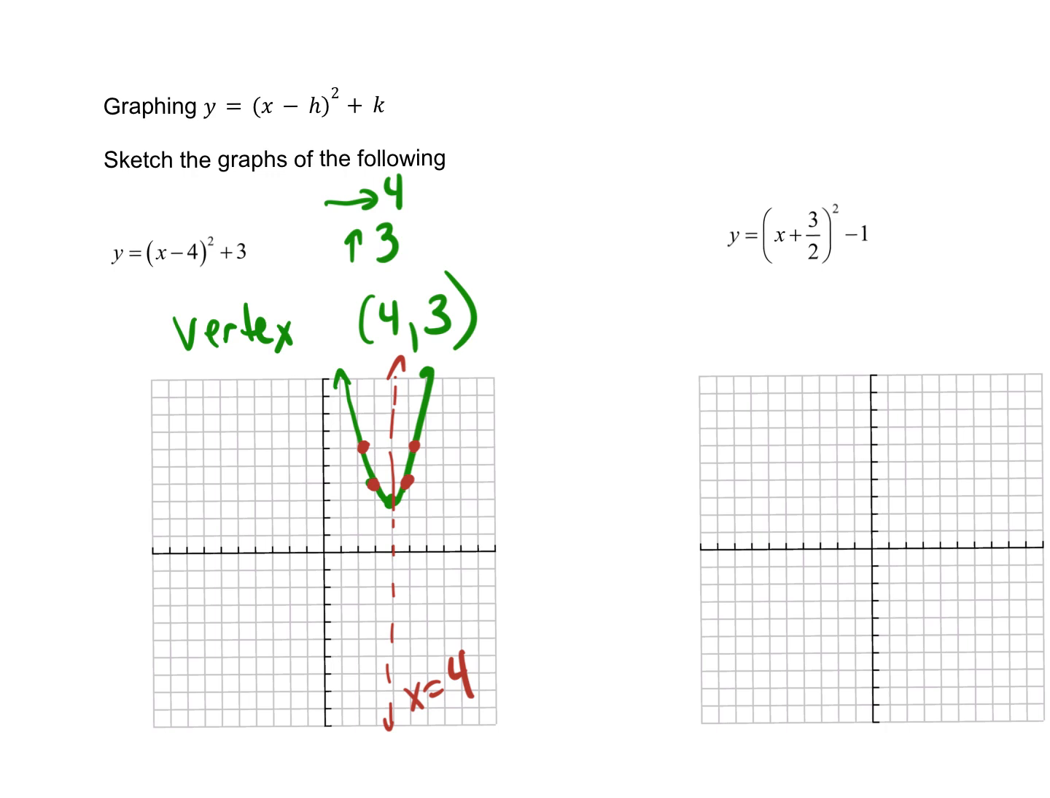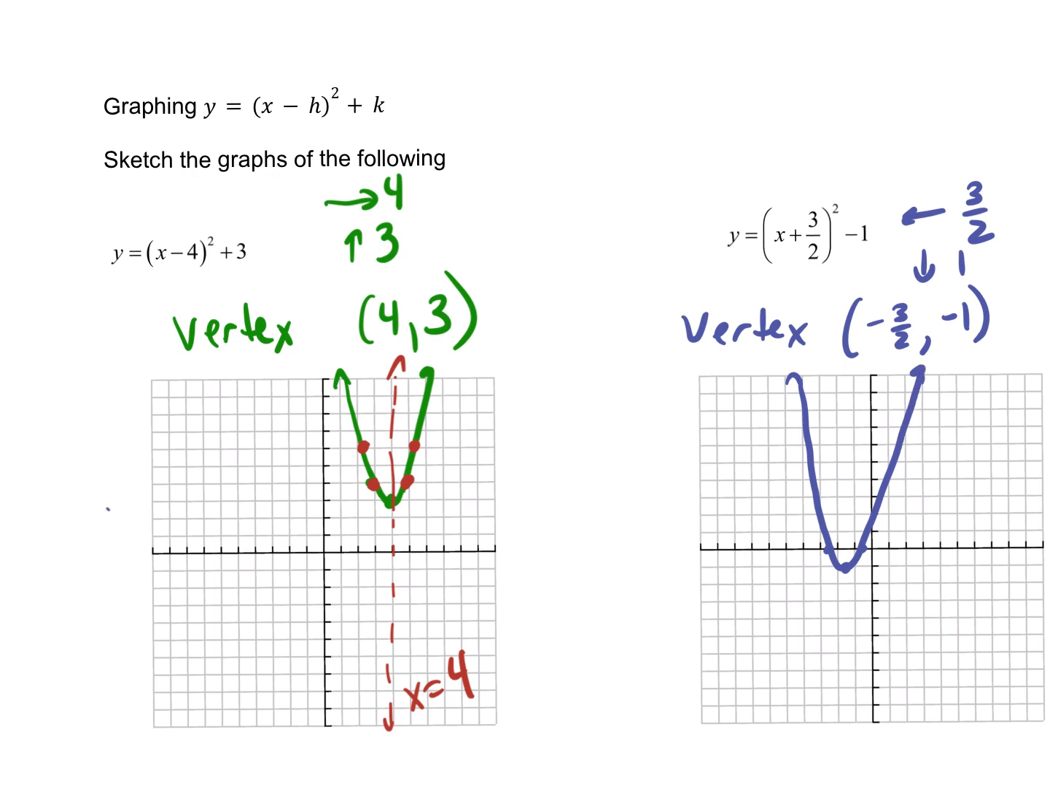So if we look at the next one, we have x plus 3 halves, which is left 3 halves, and then minus 1, which is down 1. So our vertex is going to simply become negative 3 halves and negative 1. So negative 1.5, down 1. So it'll look, I don't know, something like this. So it looks something like this.